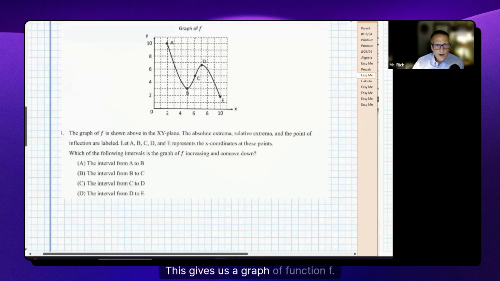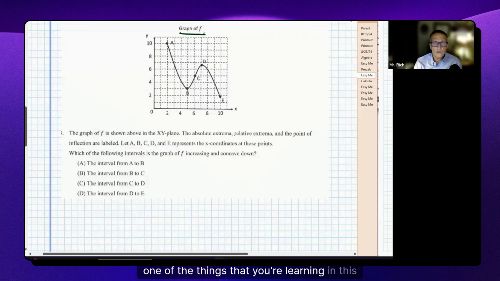This gives us a graph of function f, and it says that the absolute extrema, the relative extrema, and the point of inflection are labeled. Let A, B, C, D, and E represent the x coordinates at those points. Which of the following intervals is the graph of f increasing and concave down?